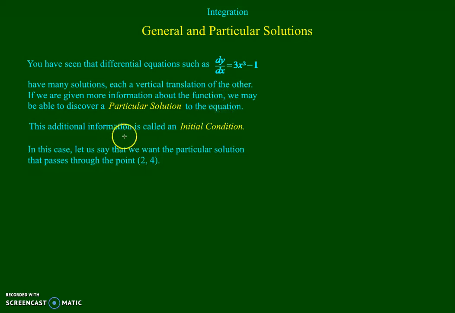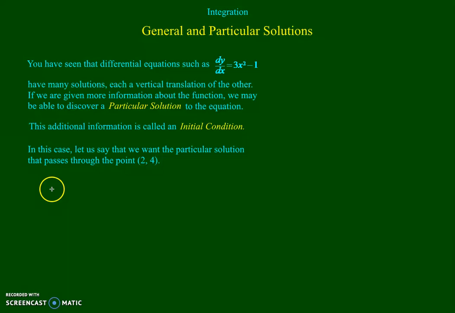This information that we're talking about is what's known as the initial condition. So let's say in this case that given this differential equation, we want a particular solution that passes through the point (2, 4). So this is our initial condition. The function is going to pass through that point. So let's begin by taking a look at the antiderivative of this original function. Let's solve this differential equation.